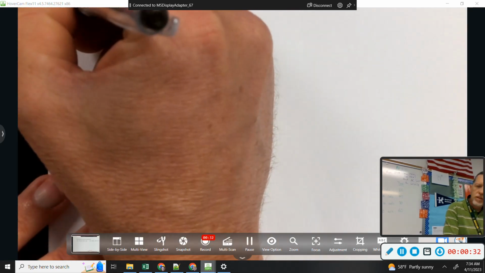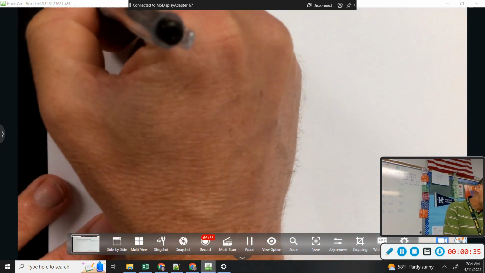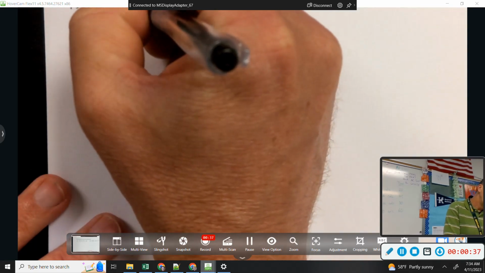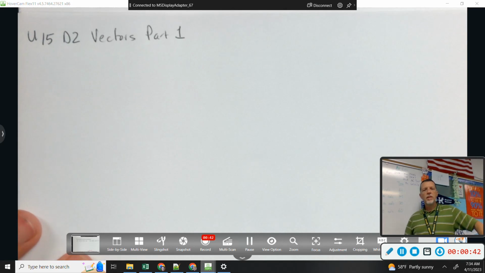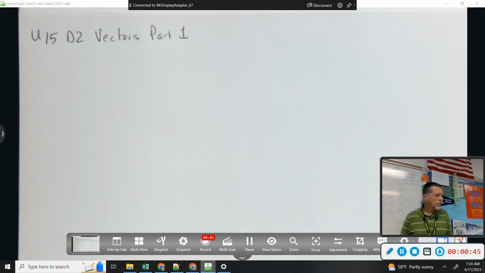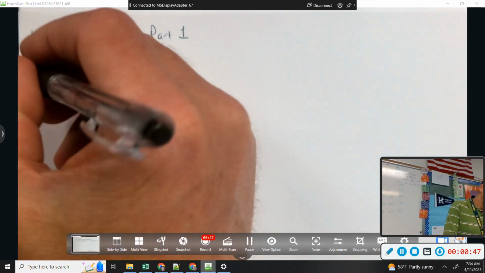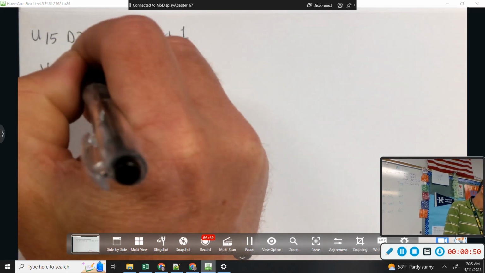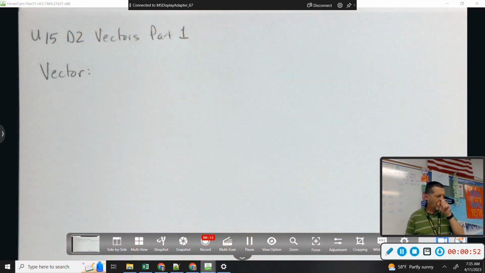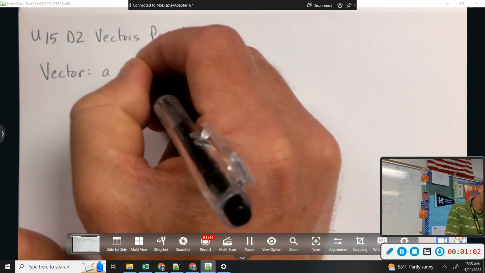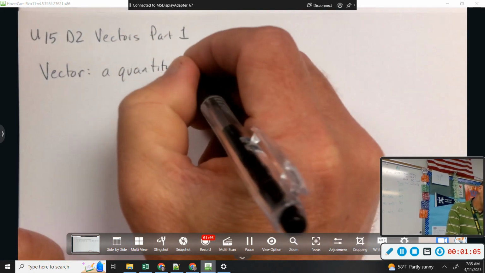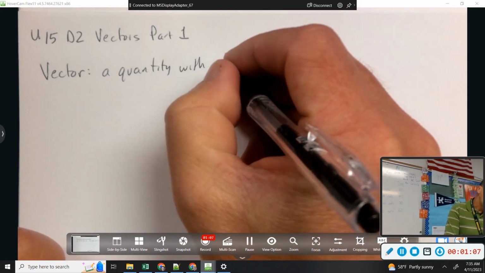Alright, so unit 15, day 2, vectors part 1, I guess. There we go. Alright, first a definition that you know from Despicable Me. There you go. A vector is a quantity with magnitude and direction.